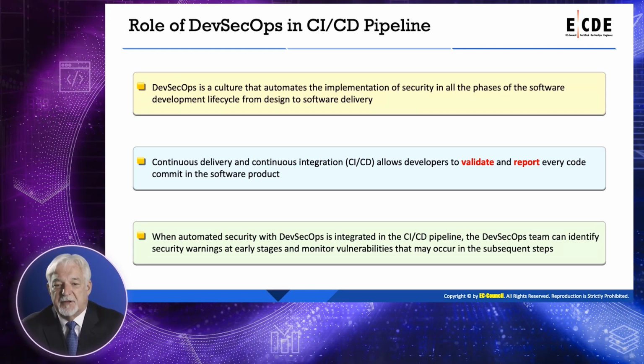When automated security with DevSecOps is integrated into the CI/CD pipeline, the DevSecOps team can identify security warnings at early stages and monitor vulnerabilities that may occur in the subsequent stages. Typically, they're put into a workflow at that point to be remediated, or you carry forward what's called technical debt, which we'll get into in a little bit, or security debt.